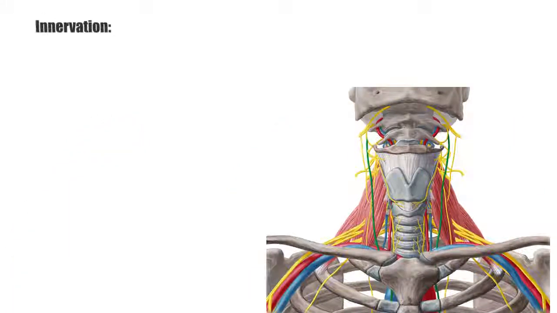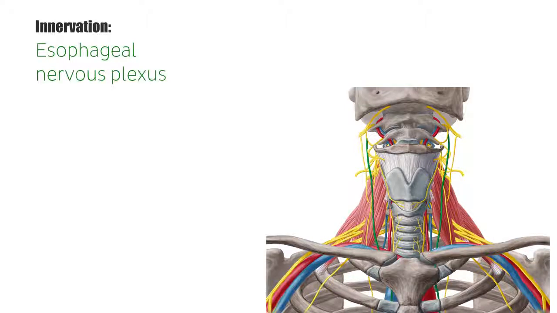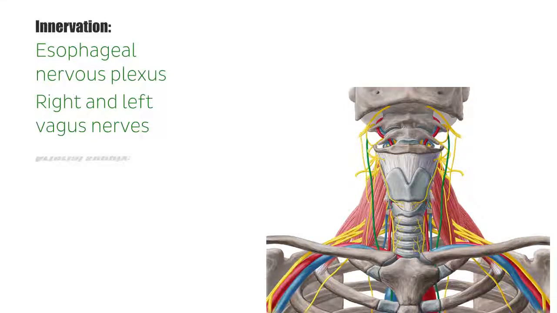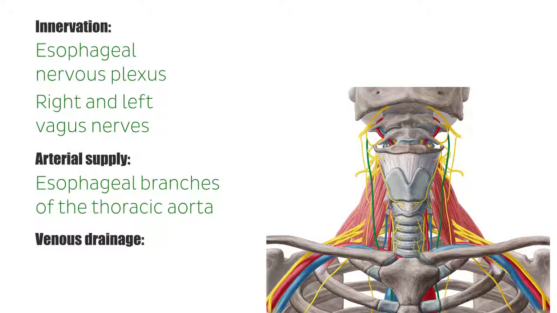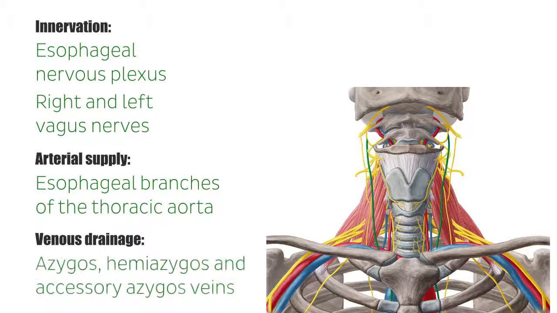The esophagus is innervated by the esophageal nervous plexus that is comprised of fibers stemming from the right and left vagus nerves, which contain sympathetic fibers. The arterial supply is governed by the esophageal branches of the thoracic aorta, and the venous drainage occurs via the esophageal, hemiazygos, and accessory hemiazygos veins.